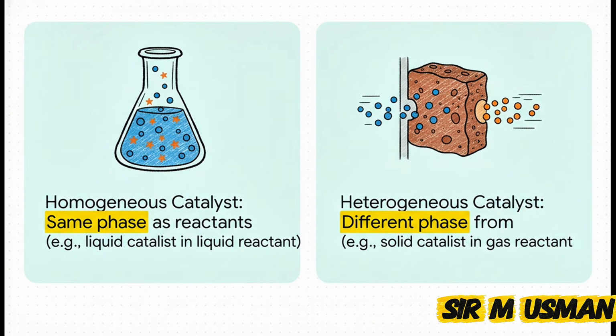And just so you know, catalysts generally come in two flavors. A homogeneous catalyst is in the same physical state as the things it's reacting with, like a gas catalyst for a gas reaction. A heterogeneous catalyst is in a different state, like the solid platinum in your car's catalytic converter that works on the exhaust gases passing over it.